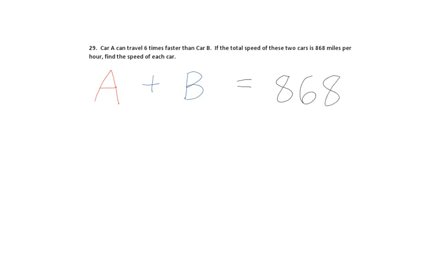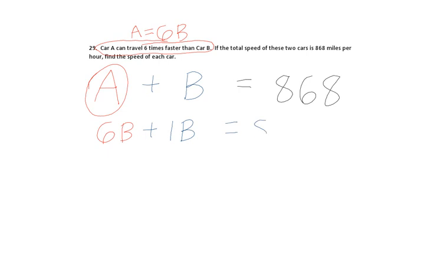Okay. I don't know how fast car B is going. I have no clue. And you know what? I don't know how fast car A is going either. But here's what I do know. I do know that car A is going 6 times faster than car B. That's like saying A is the same as 6B. And I'm going to make that change. So it really says 6B plus 1b equals 868.